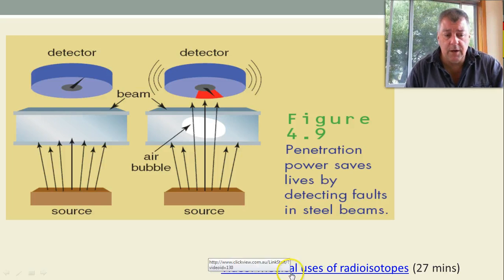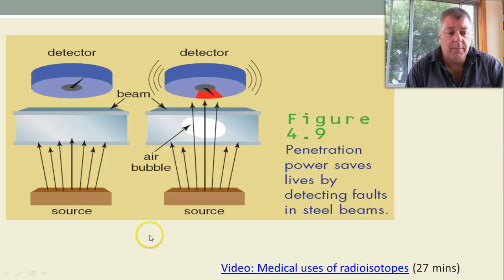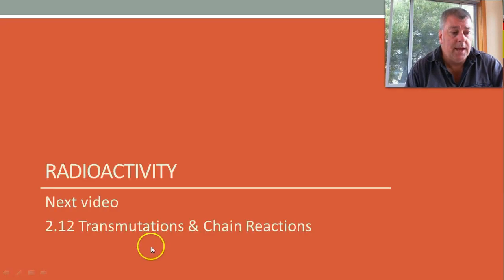Now there'll be a video on your OneNote about medical uses. I'll put a link to a click-through video that you can watch about some of the medical uses of isotopes. And in the next video, we're going to look at things called transmutations and chain reactions. Cheerio!